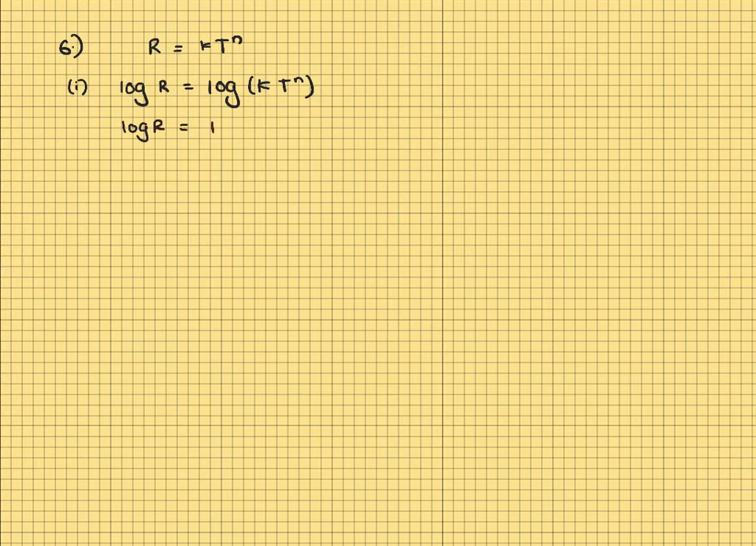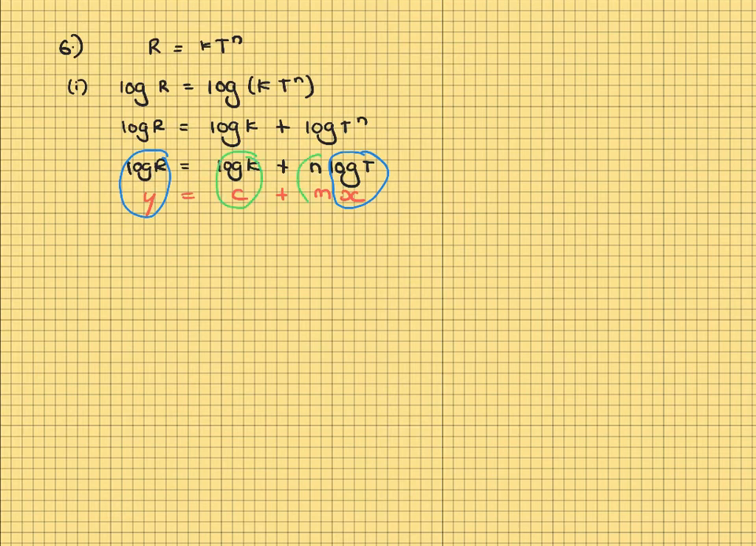Log r equals log k plus log of t to the power of n. Log r equals log k plus n multiplied by log of t. So again, if we compare with y equals mx plus c, y equals mx plus c, our variables are on our y-axis log r and on our x-axis log t. Log k is our y-intercept and our gradient is equal to n.